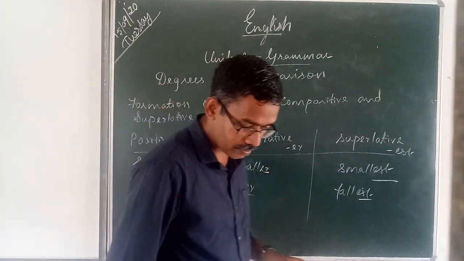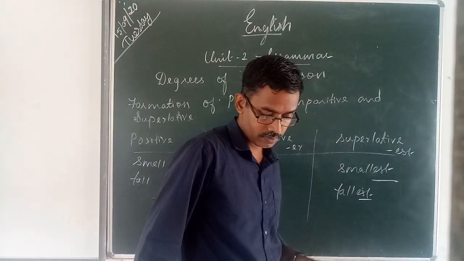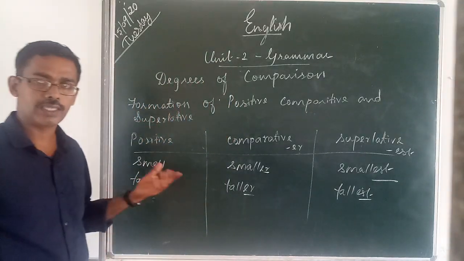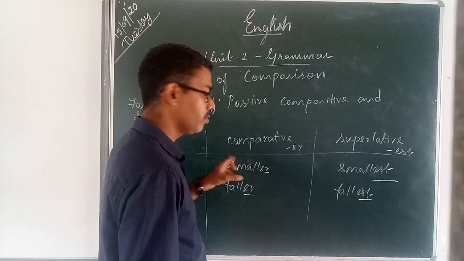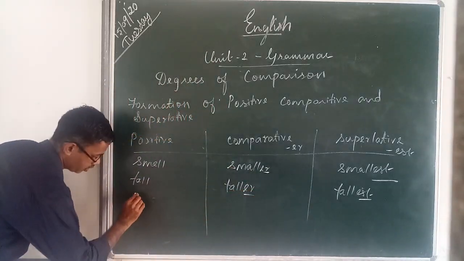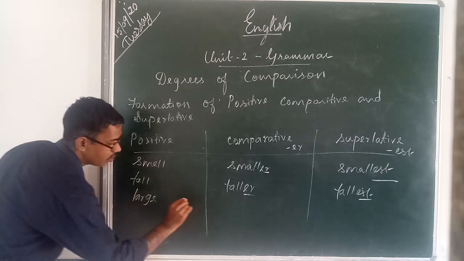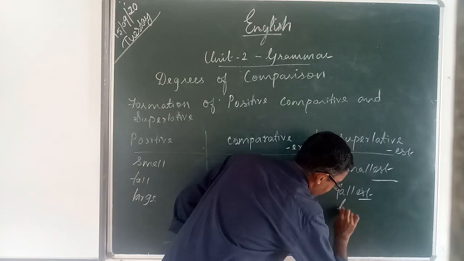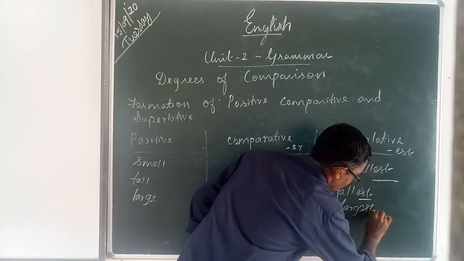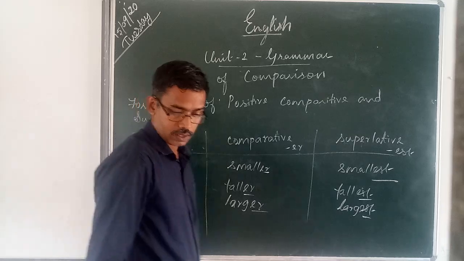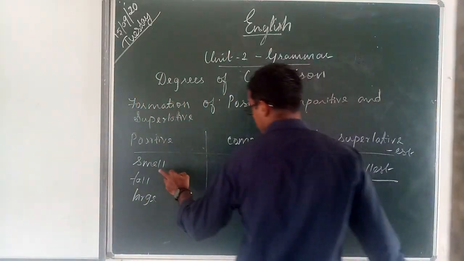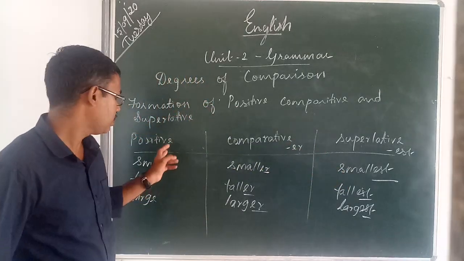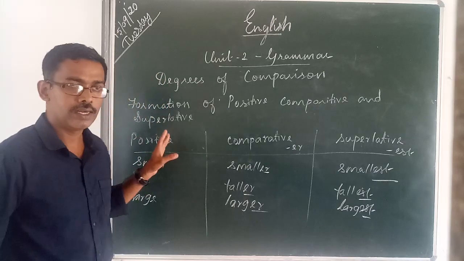Then we can write many examples. You can write the examples of adjectives in your own words. For example, large, larger, largest. So in these three forms, we can use degrees of comparison. Using positive, comparative, and superlative, you can write degrees of comparison.